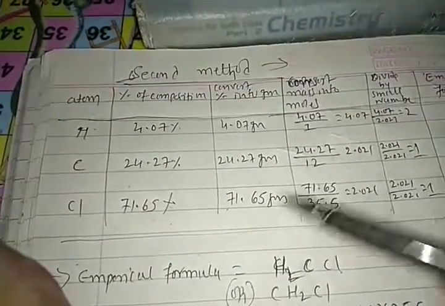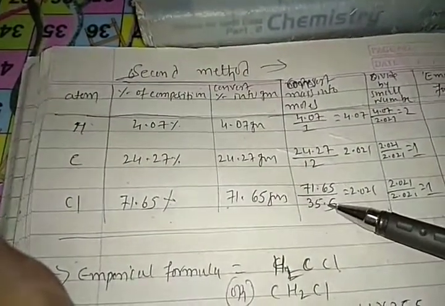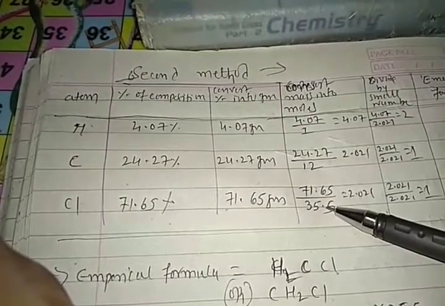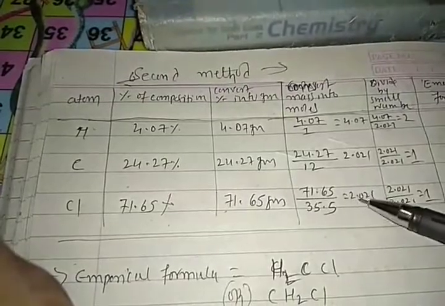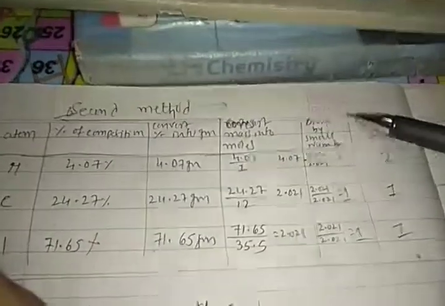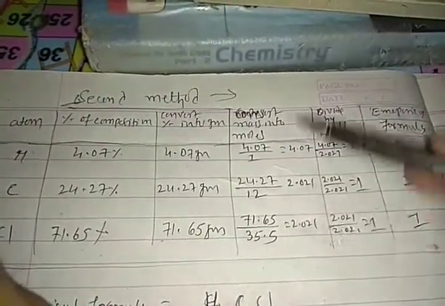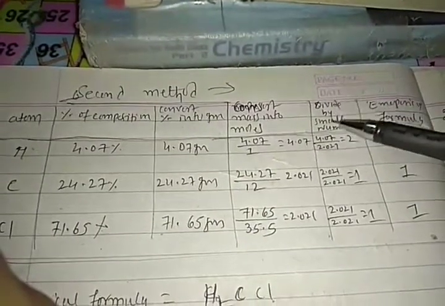Mass of the chlorine is 17.65, divided by the atomic mass of chlorine, 35.5, gives 2.021. So, right, students, understood? Divide by the smallest number.